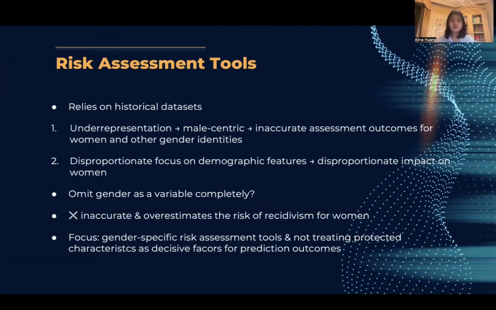Instead, the correct direction would be to develop gender-specific risk assessment tools while not treating protected characteristics as decisive factors for prediction outcomes. To expand on what I mean by gender-specific risk assessment tools, this would mean taking into account gender-specific experiences and including a wider diversity of datasets for the risk assessment tools, as currently the majority of the risk assessment tools now available for violent extremist offenders are majorly designed to evaluate male experiences and behaviors.